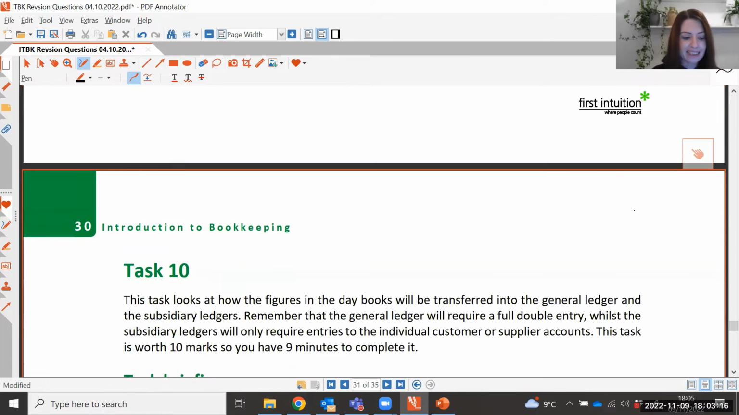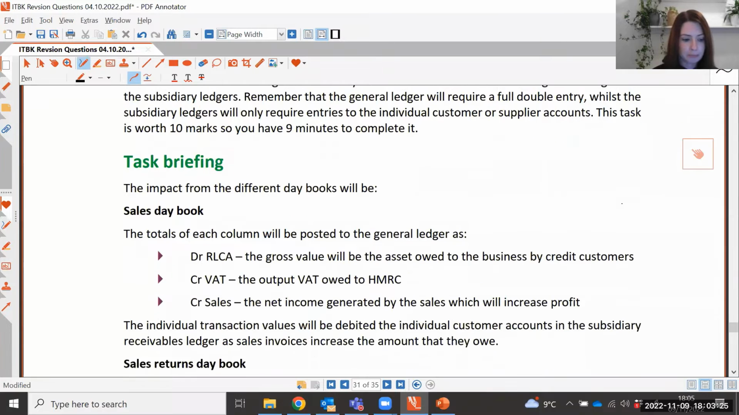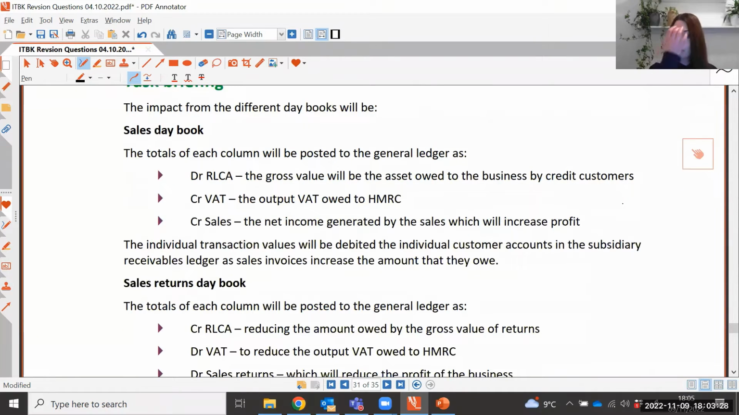Okay, so moving on to the next task. So we're going to be looking at task 10 of the assessment now, which looks at transferring the day books into the general ledger and the subsidiary ledgers. So just a bit of a recap first, a little bit of a reminder. So remember, the sales day book consists of all our sales invoices. Now, the totals of the sales day book will be posted to the relevant accounts within the general ledger. The gross column will be posted to the debit side of the receivables ledger control account. So remember, the receivables ledger control account contains our credit customers.